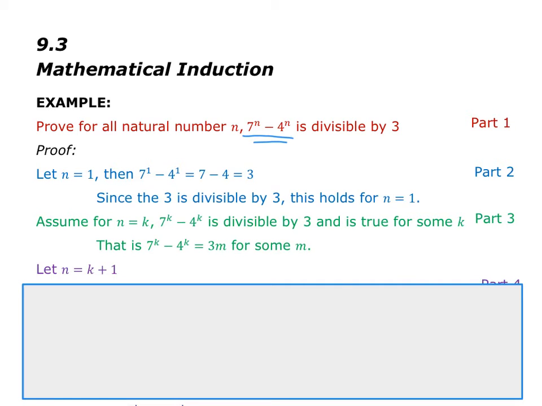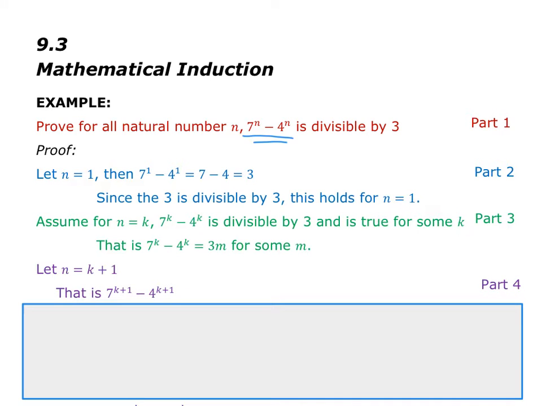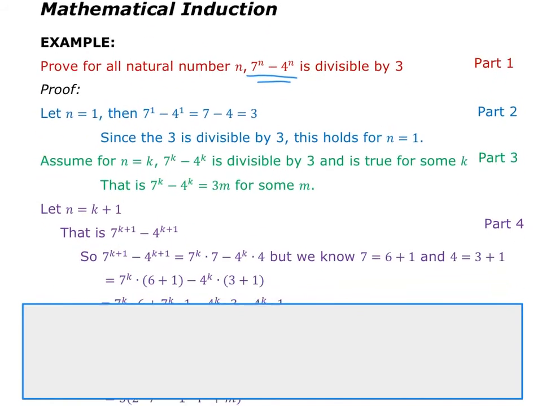The next part, part 4, and this is the part we did in class, is we let n equal k plus 1. That is, we have 7 to the k plus 1 minus 4 to the k plus 1. Now all of this, except for the words, we did in class; we didn't complete all the words on the proof, but we did set it up for n equals 1, n equals k, and n equals k plus 1. The next part's the new part, so let's go ahead and go through it.